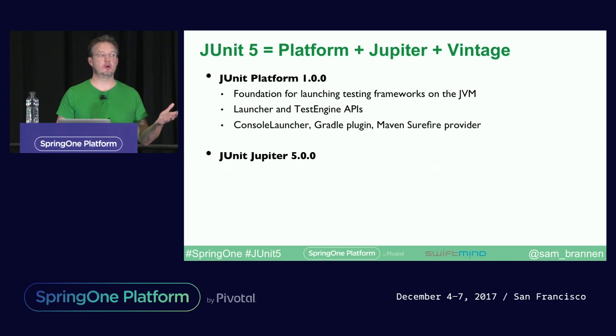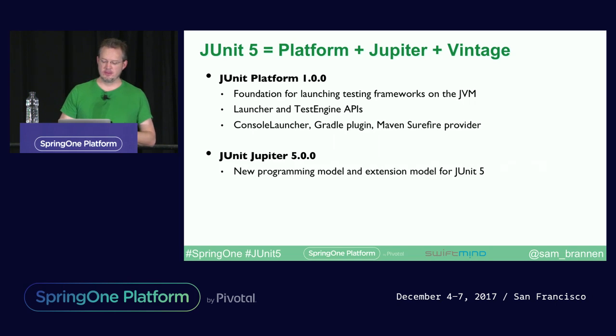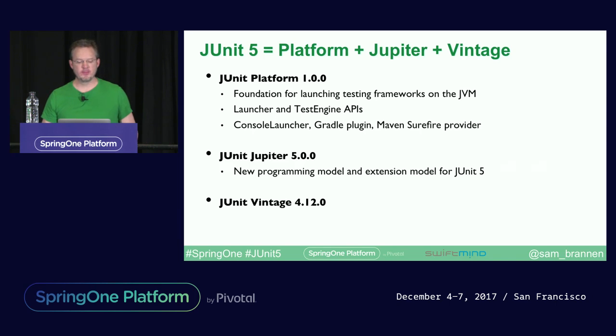So Jupiter, people ask why. It's the fifth planet from the sun, and it just happens to start with JU, so it has a nice ring to it. All right, JUnit Vintage, I proposed to call it Legacy and Retro and some other things, but eventually ended up calling it Vintage. That's just the support for running JUnit 4 and JUnit 3 on the platform at the same time.